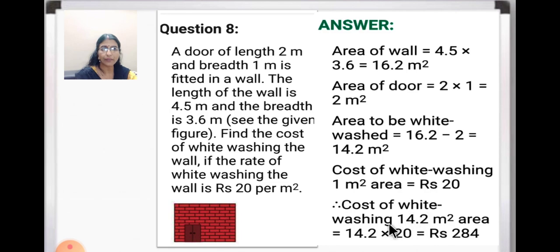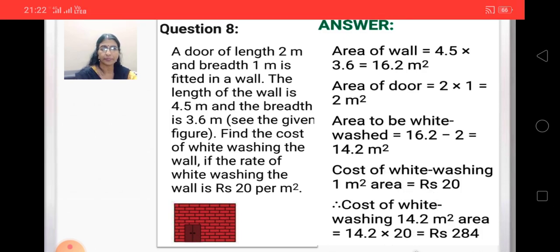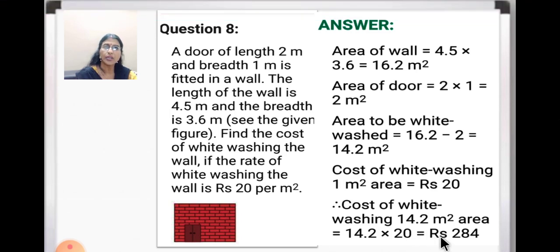So the cost of whitewashing 14.2 meter square area will be, what we will do? This value 14.2 will be multiplied by 20. So we will multiply this. On multiplication you will get rupees 284.